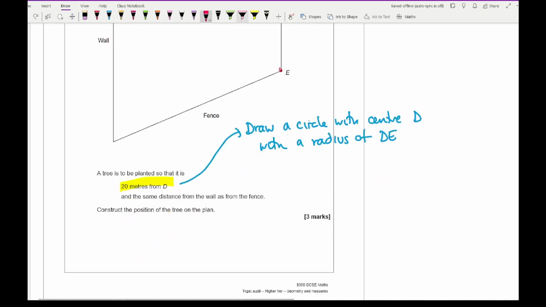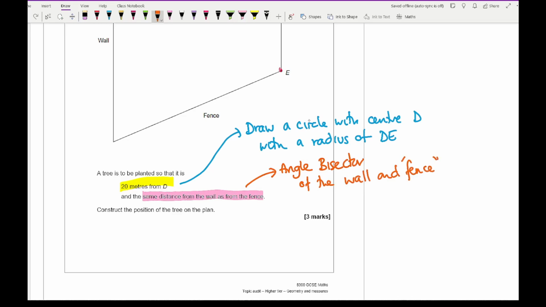Then for this second instruction, for the same distance from the wall to the fence, what I need to do is an angle bisector of the wall and fence. And what I'll do now is I'll revert to my camera and actually show you how to answer this particular question. So with this question, the first thing you want to do is set up your compass and pencil.